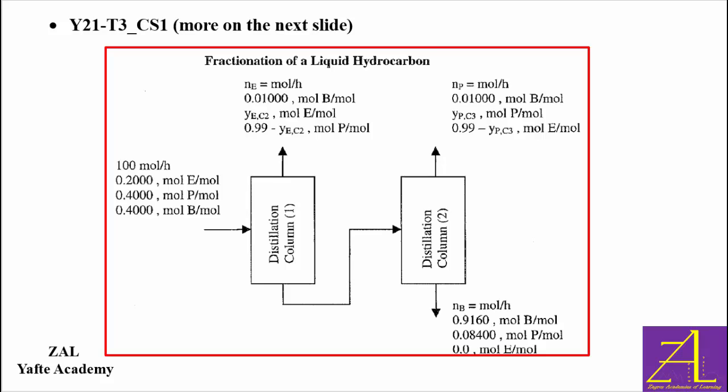In this problem, we have 3 products, E, P, and B. In each of these products, we may have components ethane, propane, and butane.